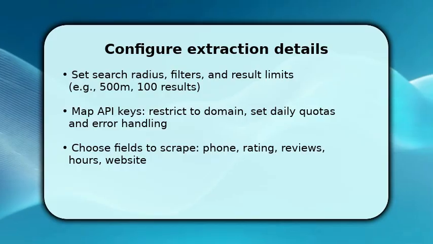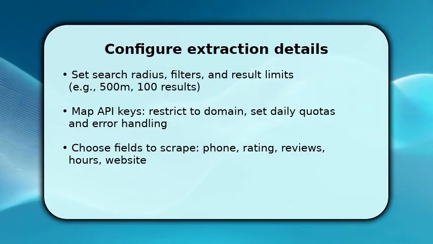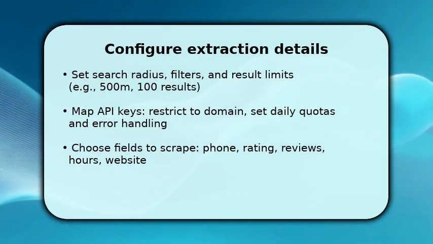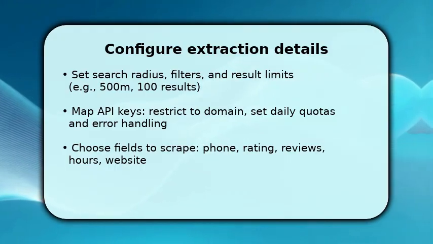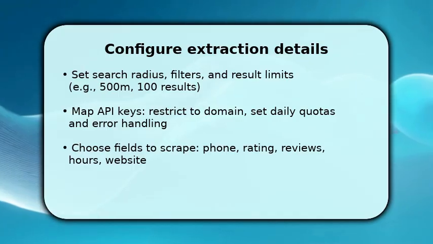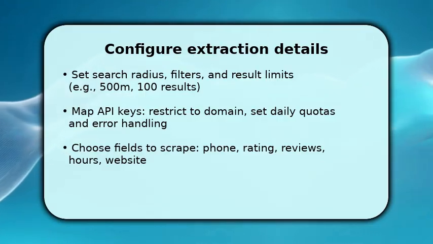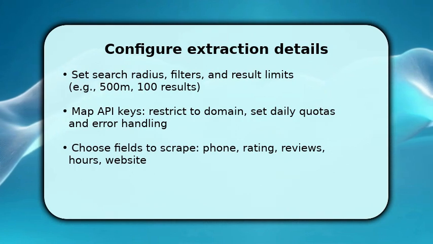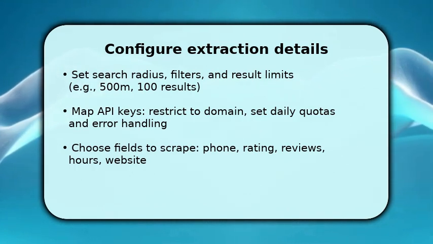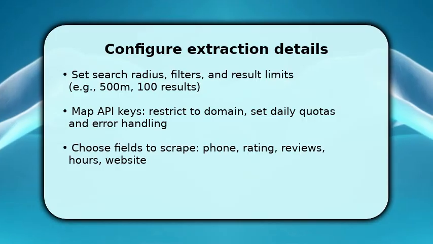Next, you configure the extraction details and handle the complex middle steps. Start by entering the API key and restricting it to your domain, then set quotas to avoid sudden blocks. Configure search parameters, radius, filters, and result limits, for example 500M and 100 results maximum. Select which fields to collect, phone, rating, reviews, hours, website, and map them to output columns. Once done, run a short test on one location to validate parsing rules and rate limits before full execution.